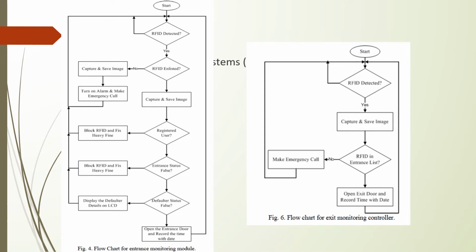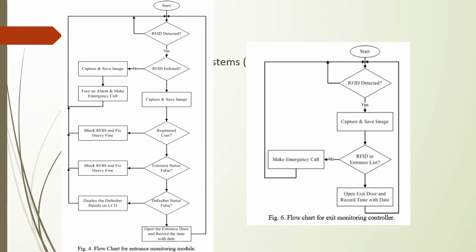RFID readers are installed at the entrance of the hostel, and they detect the RFID tag. The system captures the user image and scans the database for a match. If both the card and the captured image belong to a registered user, then access is granted. Otherwise, the system turns on the alarm and makes an emergency call to the security van through a GSM modem. In this way, suspicious persons can be caught. I will explain the flowchart of the entrance monitoring system.